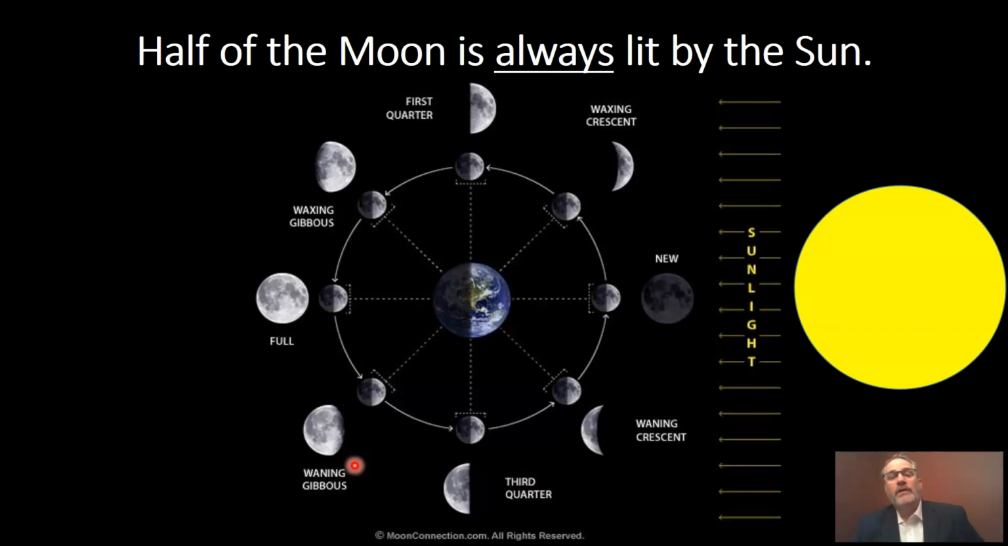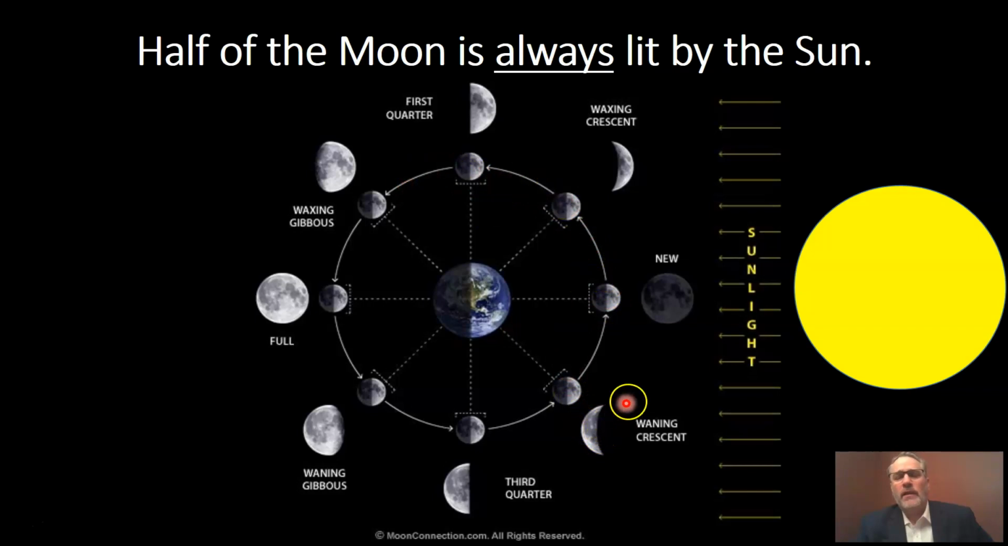And if you look very quickly at this diagram, I want you to pay attention to this inner ring in here. I want you to note that no matter where the moon is in that 30-day orbit around the Earth, half of it is always going to be lit.